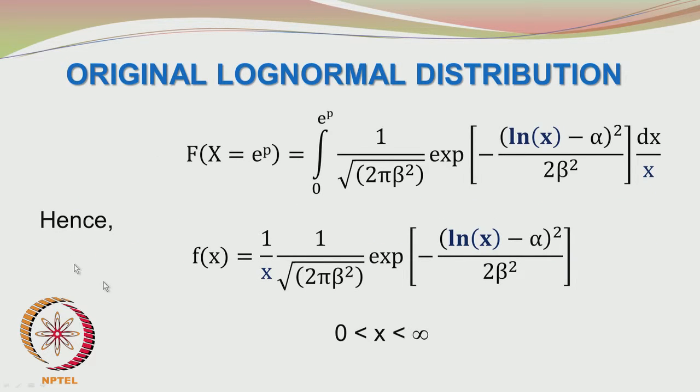Important thing to note here, in this distribution, alpha and beta are not the mean and variance, or rather standard deviation of this distribution. For the normal distribution, mu and sigma actually represented the mean and standard deviation. But for this distribution, the log normal distribution, alpha and beta do not represent the mean and standard deviation. This is something which we have to remember.